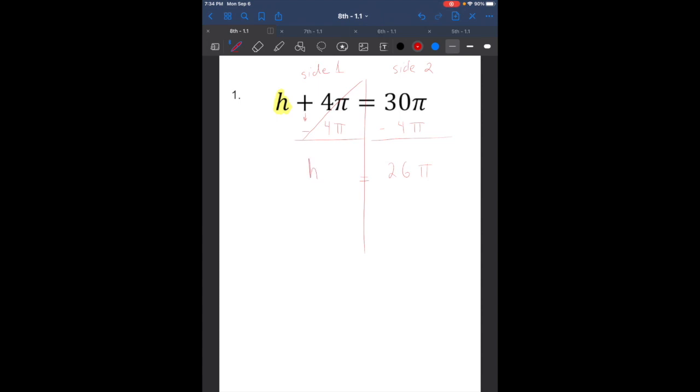Last step that we do need to do is we need to check our answers. So let's put it all back together. We have 26 pi plus 4 pi should equal 30 pi. Well, let's see. What is 26 plus 4? We know that that is 30. Pi stays the same, and does 30 pi equal 30 pi? Yes, it does. So that is question number 1. Let's move on to the next question.